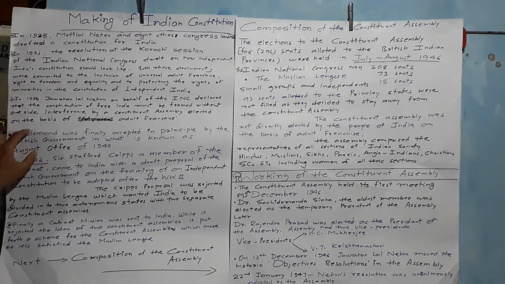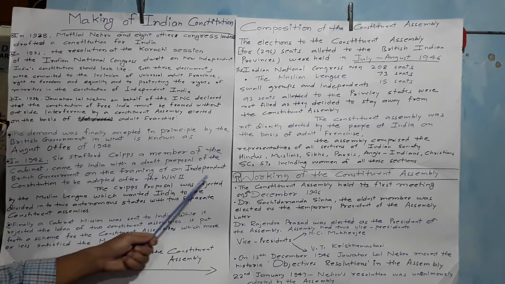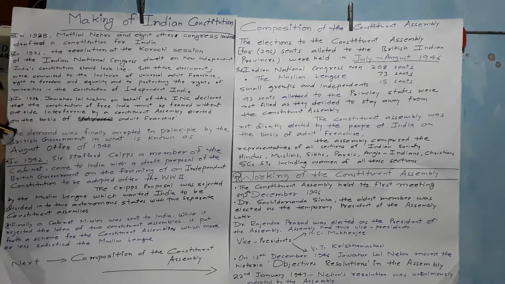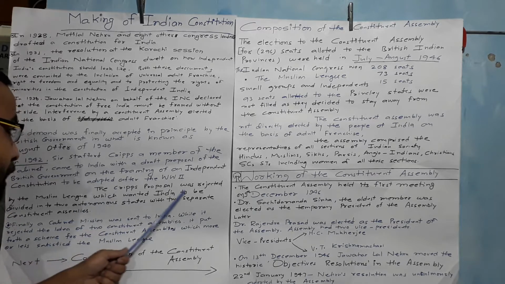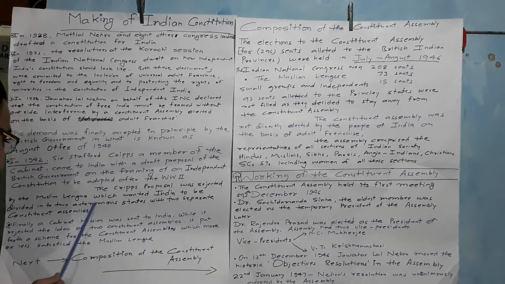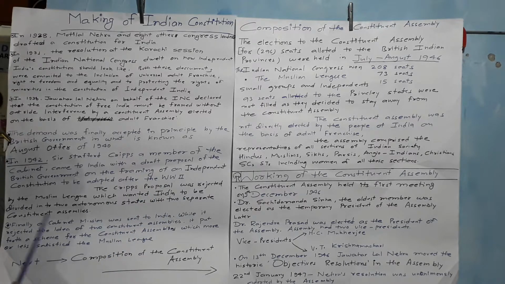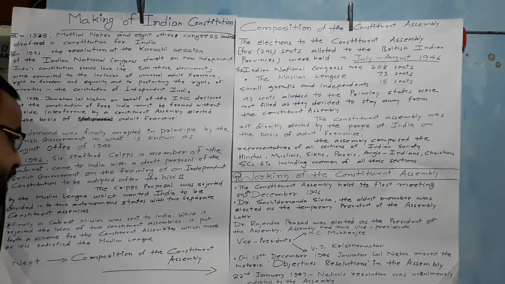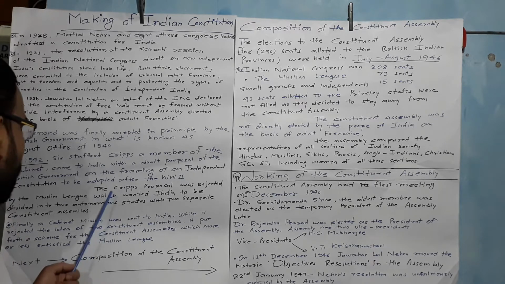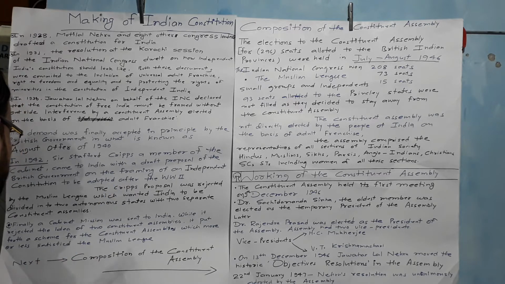After the August Offer, the second step was in 1942, when Sir Stafford Cripps came to India with a draft proposal of the British government on the framing of an Indian constitution to be adopted after the Second World War. The Cripps proposal was rejected by the Muslim League, which wanted India to be divided into 2 autonomous states with 2 separate constituent assemblies.